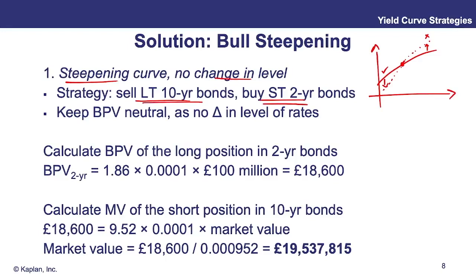Because we've got no view on the level of rates, or we don't think it's going to change, we keep our BPV neutral, keep our duration neutral, okay? So do work in BPV terms. Hopefully you're getting used to, as we go through fixed income, working in BPV terms. The BPV of the long position in the 2-year bonds is, you remember how to calculate BPV?